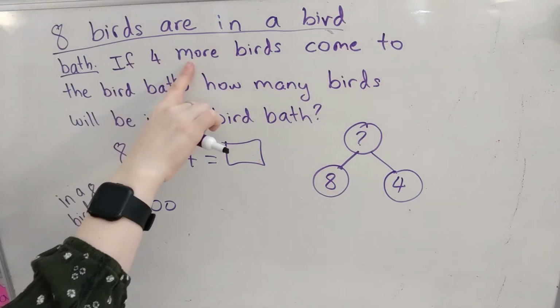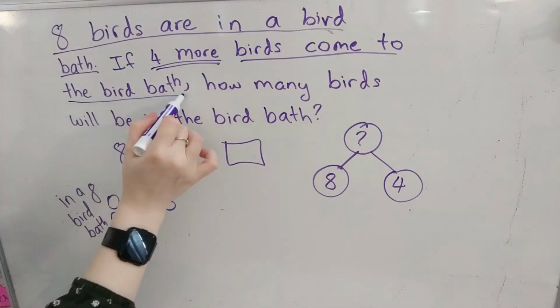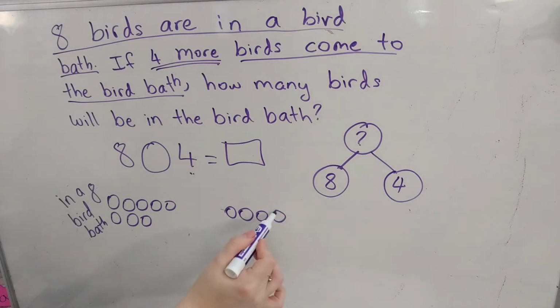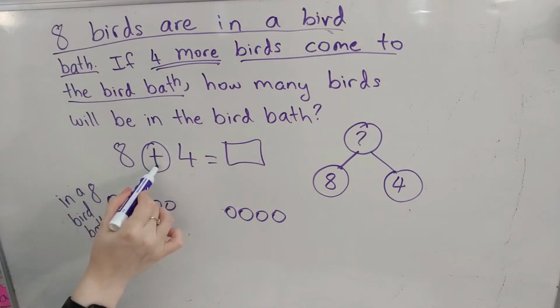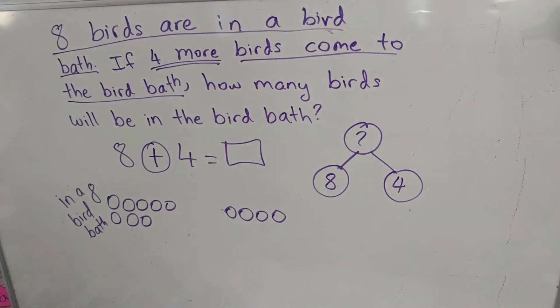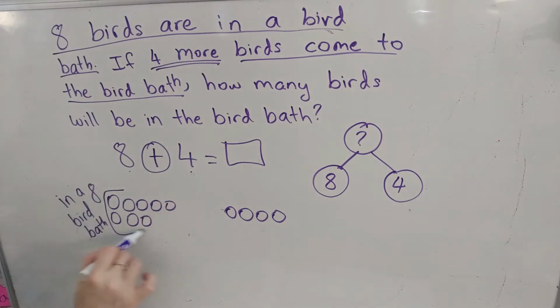If 4 more birds come to the bird bath, 4 more are coming. 1, 2, 3, 4. 4 more. Because it said more, I know I'm going to add. How many birds will be in the bird bath? How many will be there all together? I'm going to add 8 plus 4.